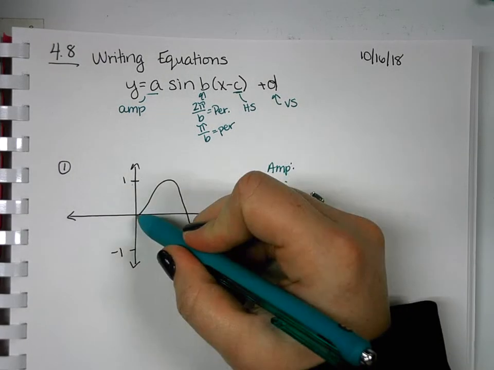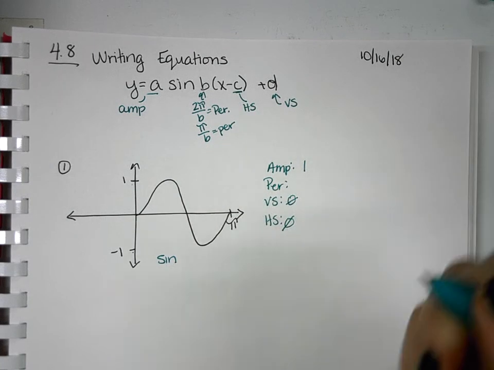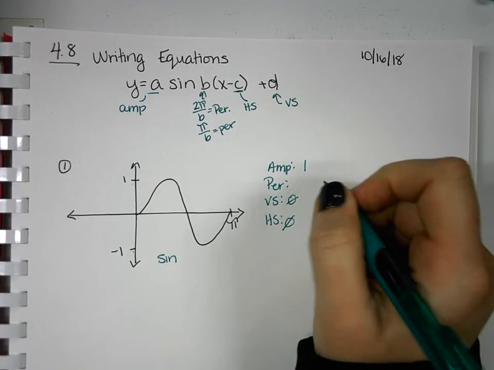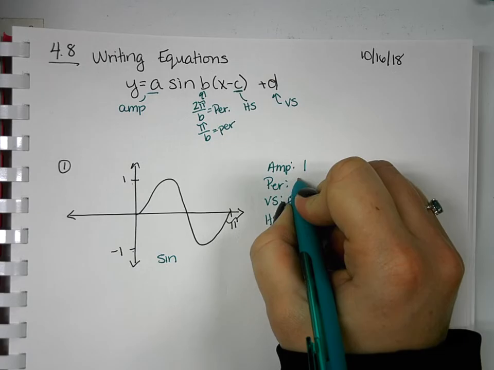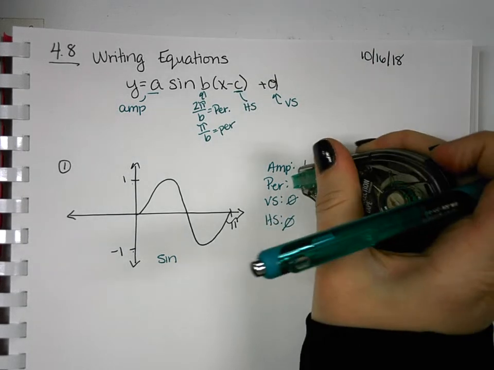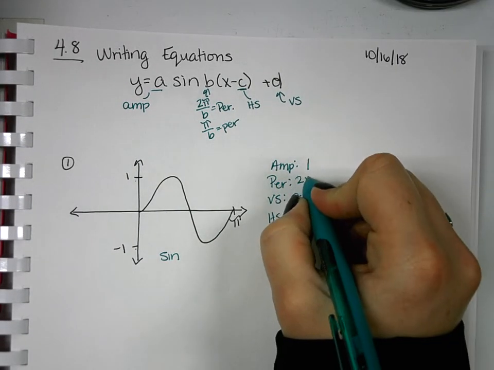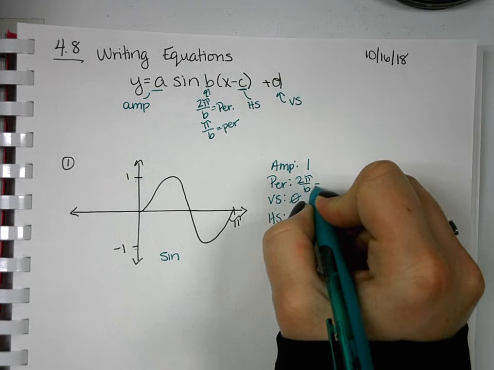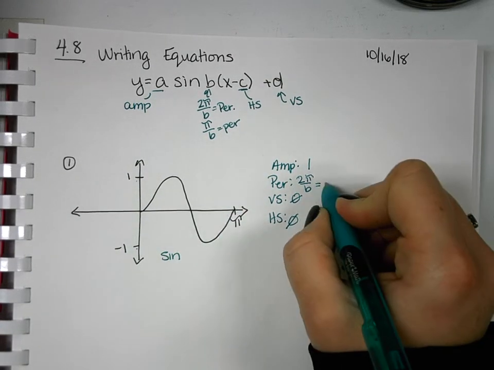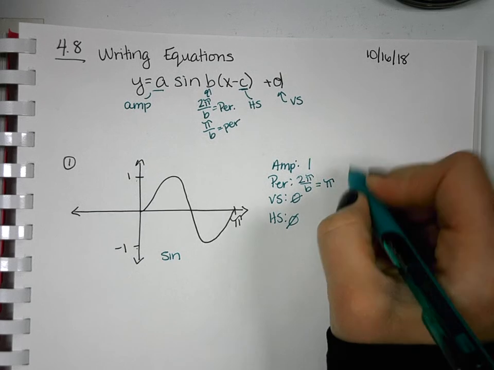Your amplitude, so how high up or how far down does it go? It goes 1. And so lastly we have our period. This is the one that it might involve some work. So normally it's 2 pi over B. And the problem is we don't know what B is. But we do know from start to finish our distance here is pi. So then what does B have to be to make this equal pi?